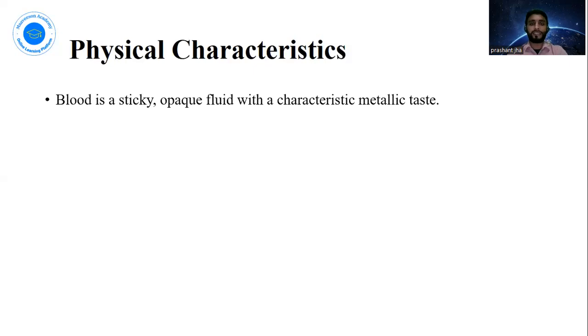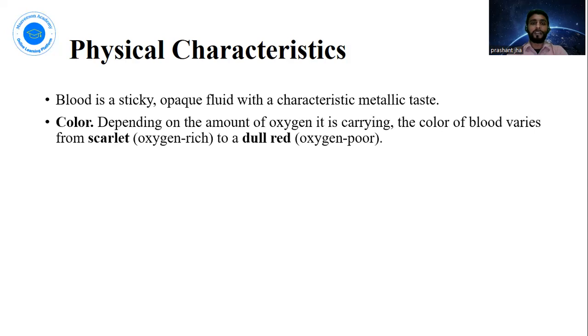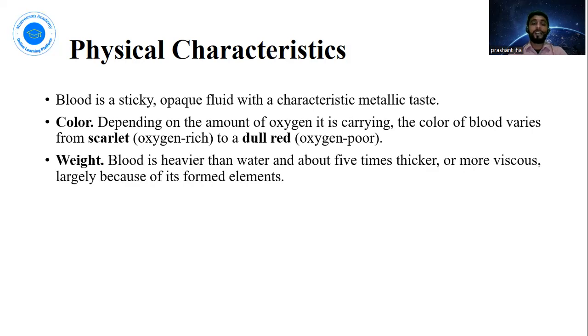Next is the physical characteristic of the blood. Blood is a sticky, opaque fluid with a characteristic metallic taste. Depending on the amount of oxygen it is carrying, the color of blood varies from scarlet to the dull red color. The blood is heavier than water and about 5 times thicker or more viscous, largely because of its formed element, including the RBC, WBC, as well as platelet.